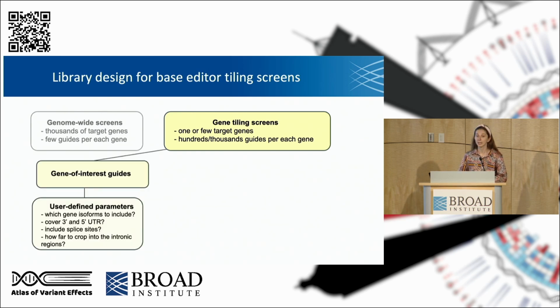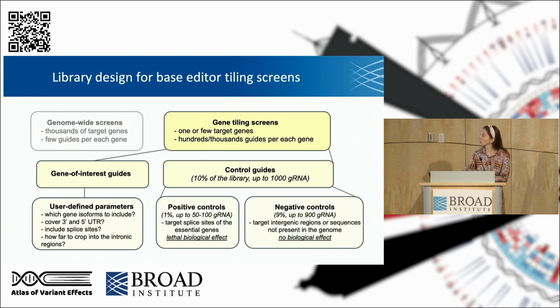The composition of the base editor library typically consists of two main groups. The first group is the gene of interest guides. Here the user must define which isoforms of a particular gene of interest one would like to target, whether they would like to cover 3' and 5' untranslated regions, whether they would like to include the splice sites of the gene, and how far they would like to crop into the intronic regions of a particular gene. The second part of the guides in the library are the control genes. We recommend allocating approximately 10% of the overall number of guides in the library to controls, but up to 1,000 guide RNAs in total.